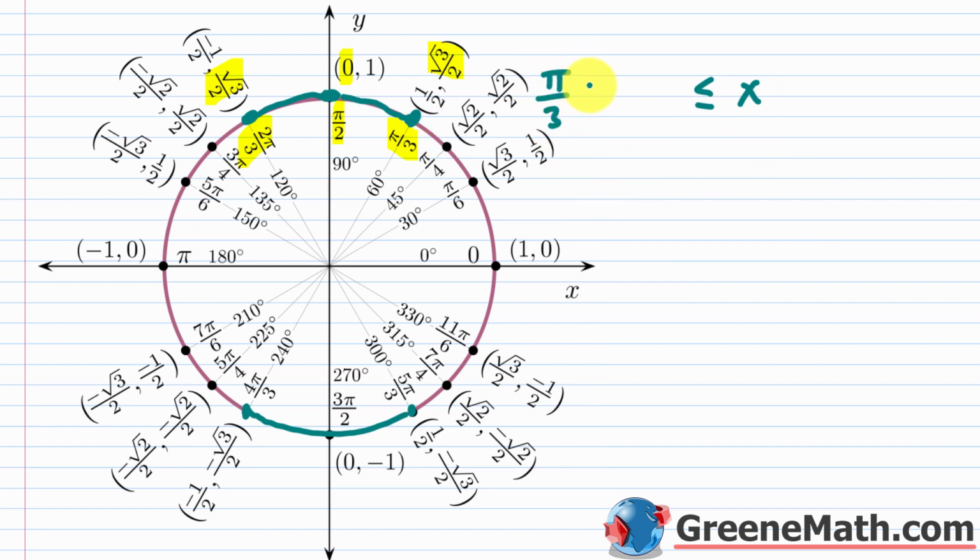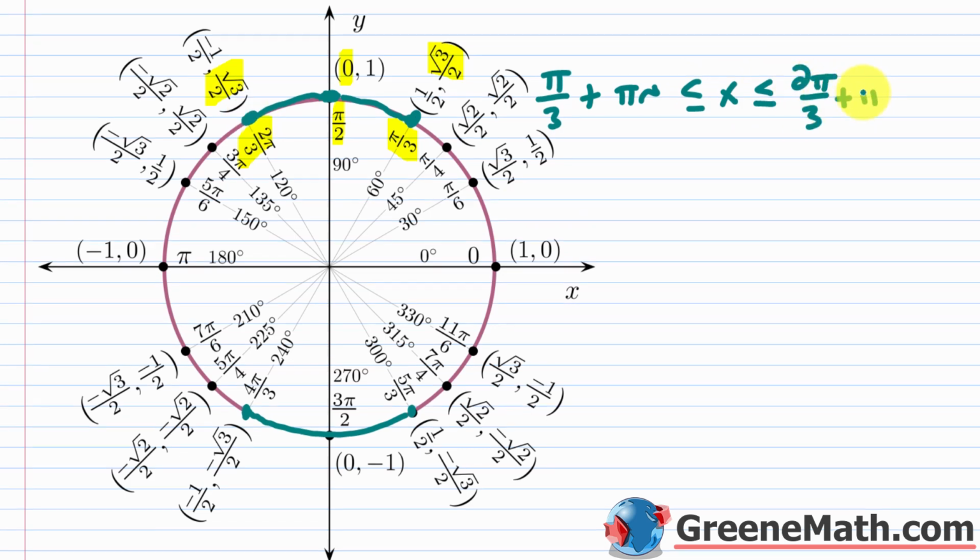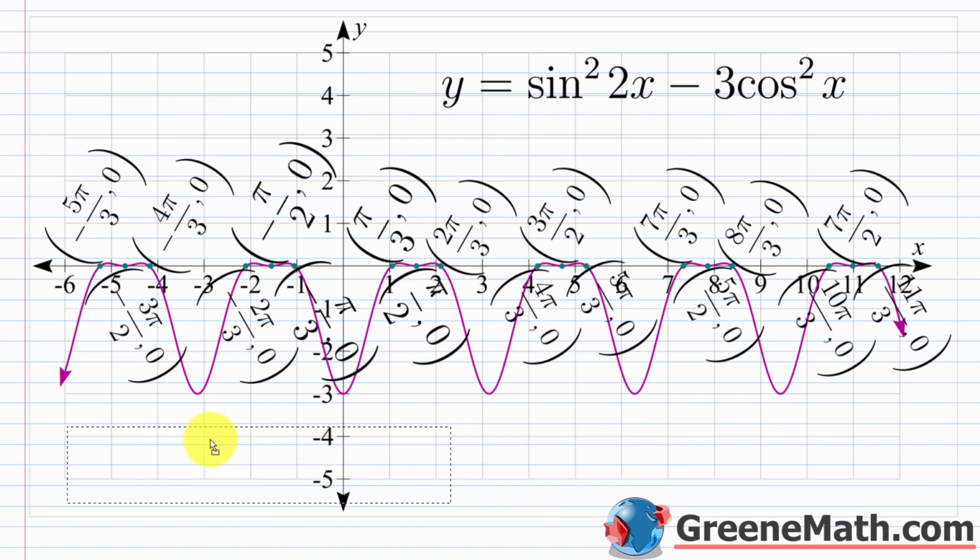So pi over 3, and then plus pi n. Again, the period of what we're working with is going to be pi. Let me put this back in here. We'll say and it's less than or equal to 2 pi over 3, so 2 pi over 3 and then plus pi n. All right, let me paste this solution in here.